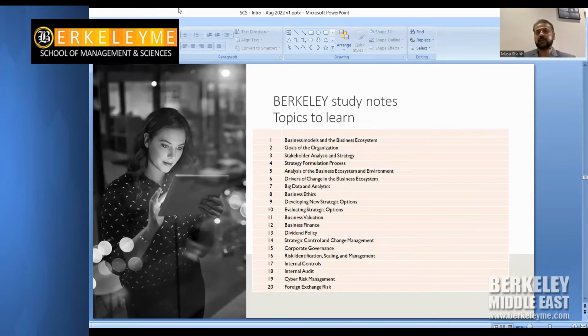Big data is also getting popular. Facebook and LinkedIn have huge databases, and they are making billions of dollars from this kind of data. So what is data and what is data usage? This is very important in our strategic management. We'll see business valuation and business finance, whether this company is going to give you a return on investment, dividend policy, strategic controls, and change management. This is what we need to see.